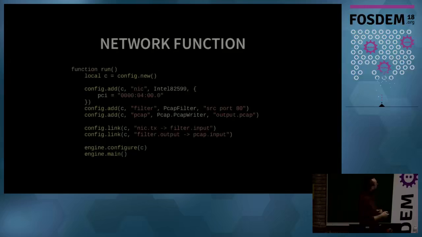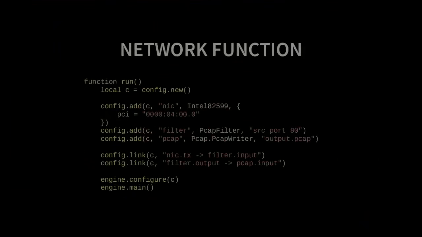So here's an example of a very basic program in Snabb. We start the configuration, then we instantiate in this block the apps we need. We need a NIC driver that's going to read packets from the NIC. Then we have a filtering app that is going to filter packets with source port 80. And then we have a pcap app where we're going to write packets to an output file. Then in the next block, we connect these apps together. Whatever comes out from the NIC is going to feed the filtering app, and whatever comes out from the filtering app is going to feed the pcap app. We pass this configuration to the engine, and we run it.